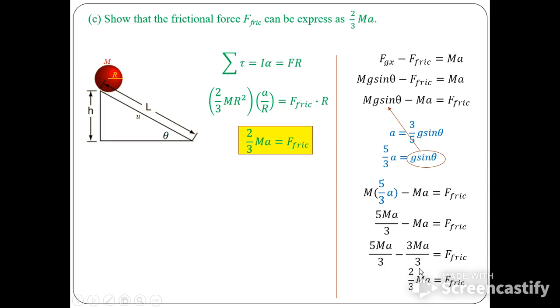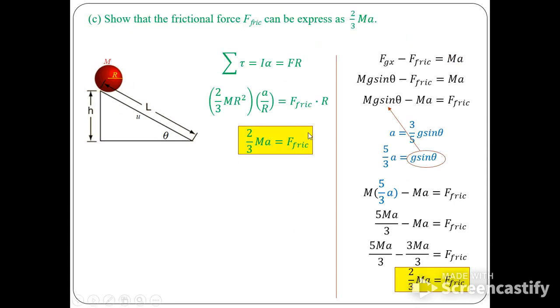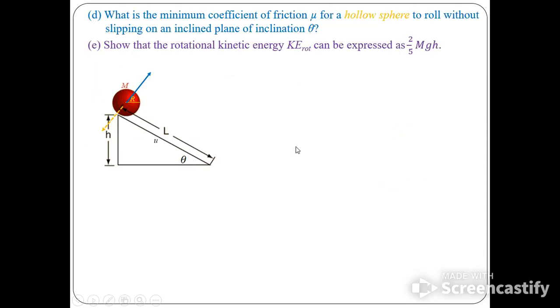And that's going to leave us with 2/3 ma, which is equal to Ffric. Again, which is the same statement that I have here for you. So I prefer the left side. The right side is an alternative for you to see where you can apply previous answers if you choose to. And then part D and E, I'll do on the same slide here.